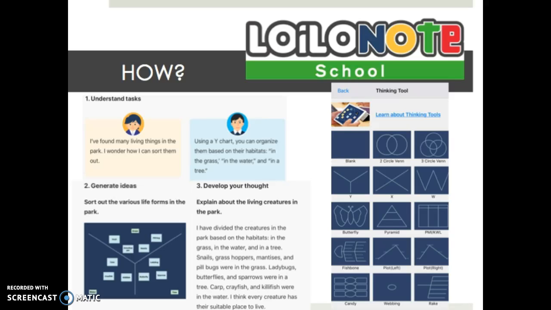So in the picture here, they used a Y chart, and they actually organized the different organisms that they saw in habitats. And then they analyzed what they saw, put it into words, and came to a conclusion. Over on the right-hand side are all the thinking tools that are available. If you click on Learn About Thinking Tools, it takes you to each one, and it gives you a little excerpt and explanation of when you would want to use them and what they can be used for, or actually gives examples like they do on this page here.